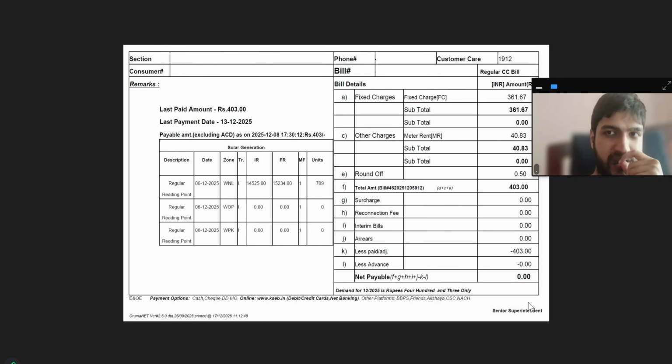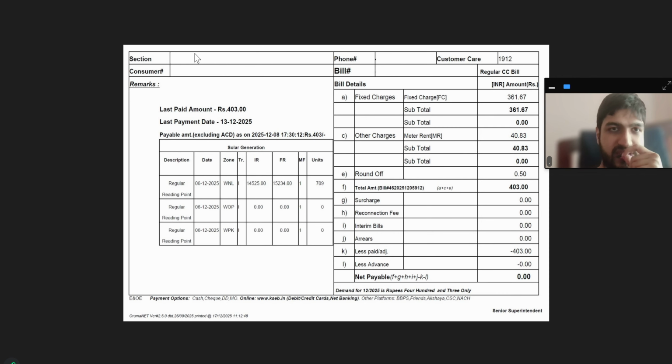If you go to the next page, you could see the electricity section here. Again, the consumer number is mentioned. The phone number of the electricity section is mentioned. The bill number is also mentioned. The bill number will change from month to month.